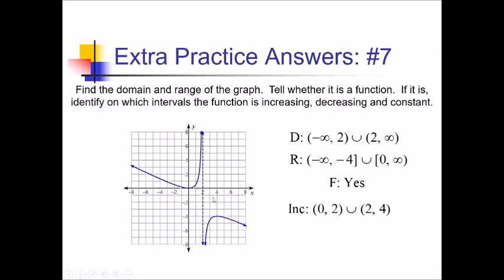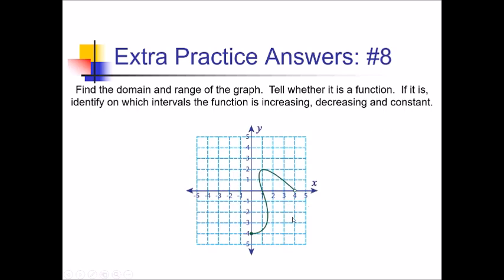Now for decreasing, we start off decreasing, and so that means negative infinity, comma, until we get to 0 here. And then we have this other decreasing interval starting at 4 and going to positive infinity as well that we can union in there.